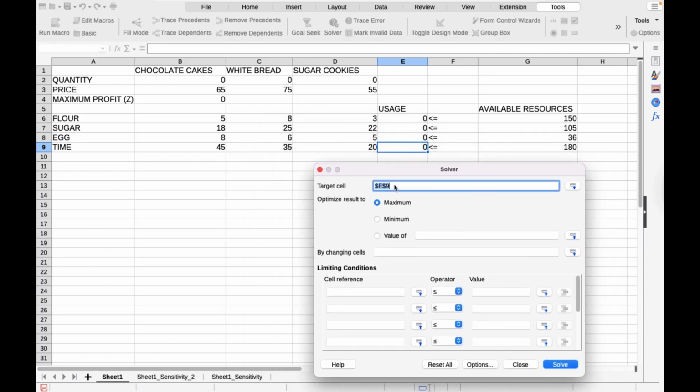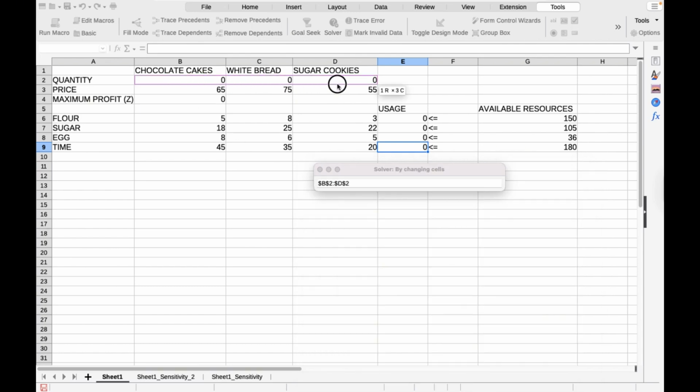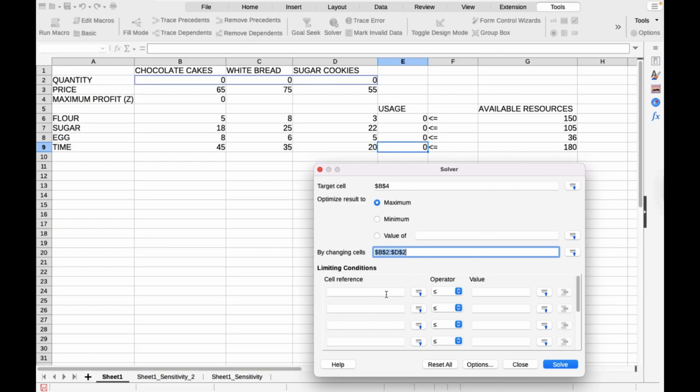So objective function, the target cell, the cell that you're targeting is our maximum. That's the objective. So what are we to do? We have to maximize profit. By changing cells, we are changing the quantities, the decision variables. That's our changing cell. The cell reference, the operation, and then the value talks about the usage, the sign here, and then available resources. So let's enter our constraints here.